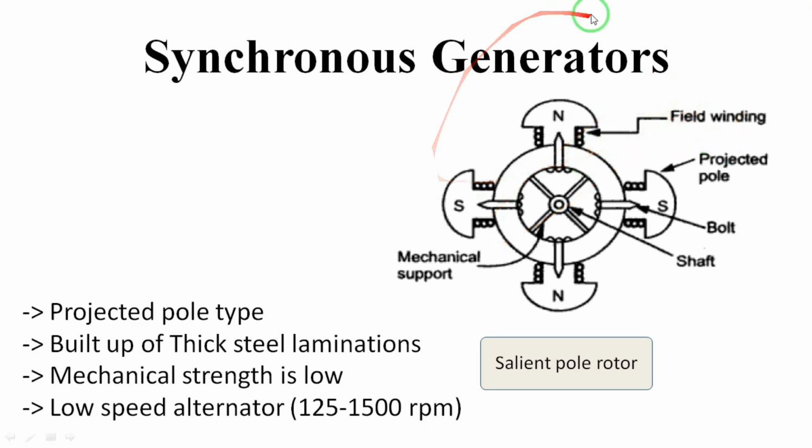See here, these four poles are called projected poles. Projected poles means these are geometrically projected in the design construction. These north and south poles are bolted to the rotor part. This central cylinder, circle, is called rotor. These are the poles, NS poles. These four poles are connected to the rotor part with the help of bolts.